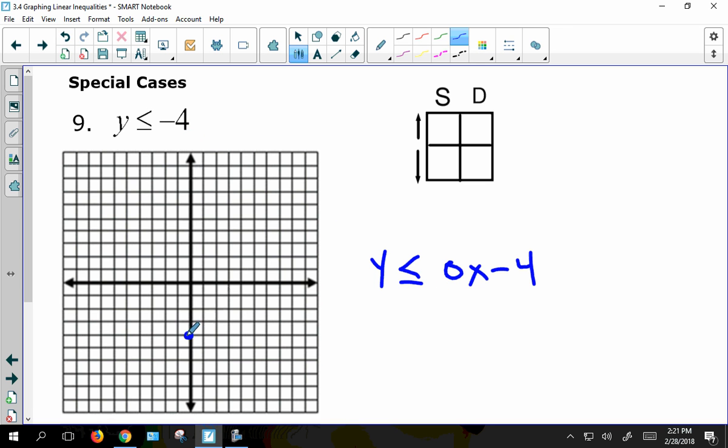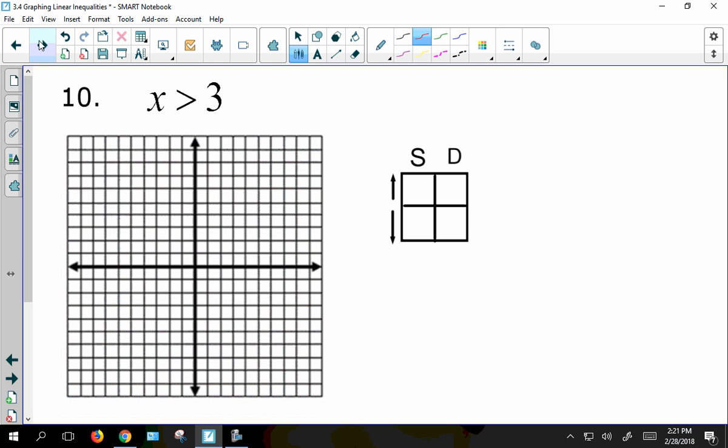So if my slope is 0, I go up 0 over 0. It's a flat line. It's like your floor. Am I going to do a solid line or dotted? Solid. Put my arrows. Now, it's less than, and it's solid. Less than goes here. It's not eating the y. Where do I shade? Below.